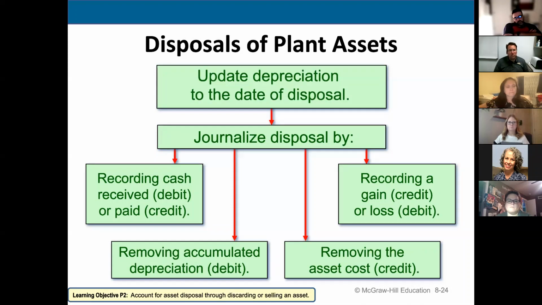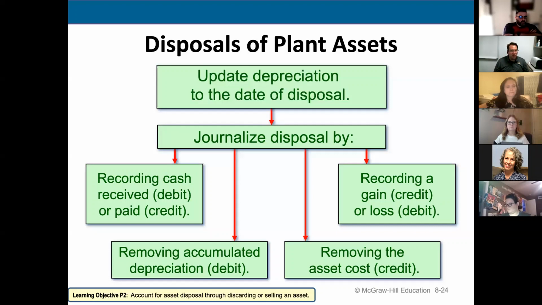The first thing we have to do is update depreciation to the date of disposal, because typically we only enter depreciation entries once per year at the end of the year. So if we sell the asset in the middle of the year, we need to record any depreciation expense from the beginning of the year up to that point where we're disposing of the asset. So that's step one.